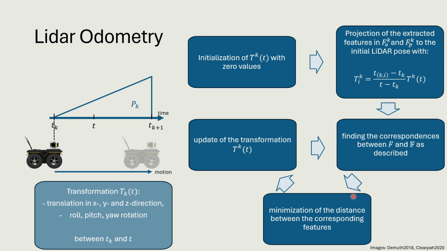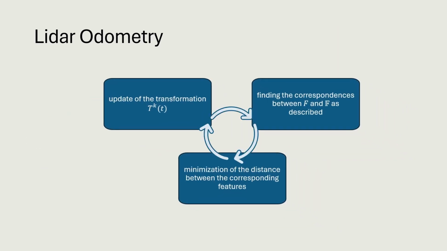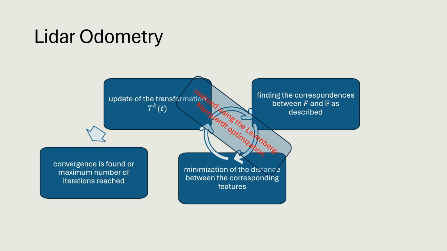This optimization loop is realized with the Levenberg-Marquardt method. We apply the Levenberg-Marquardt optimization term one time in each iteration. These steps are repeated over and over till the optimization converges, i.e. the found correspondences, and therefore the minimal distances, and the resulting transformation guess do not change anymore, or a previously defined number of iterations is met.